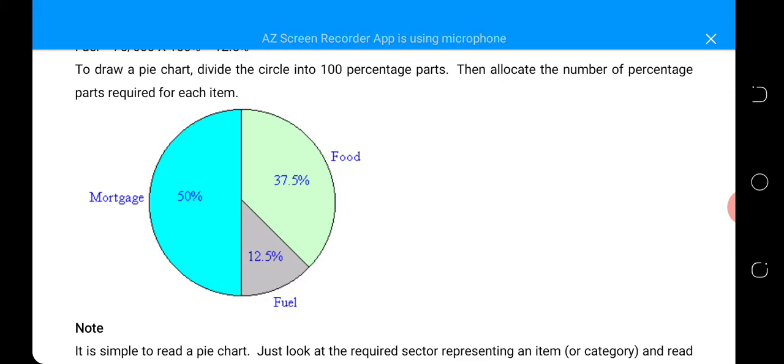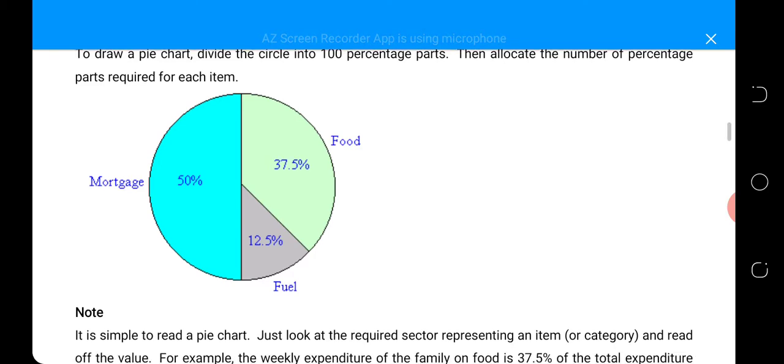The student can try this on their own and draw the pie chart using sectorial angles instead of percentages, as it is drawn in the note.